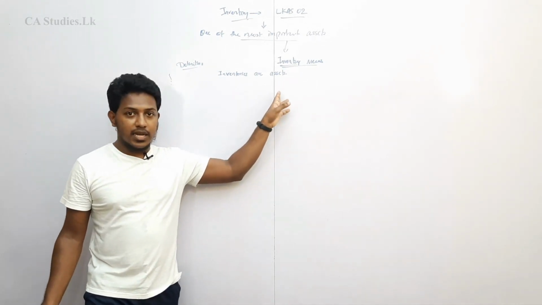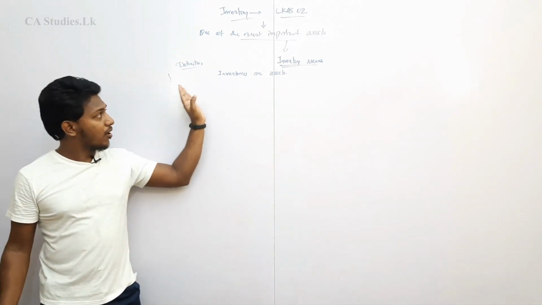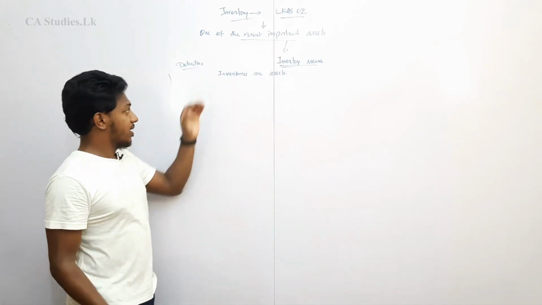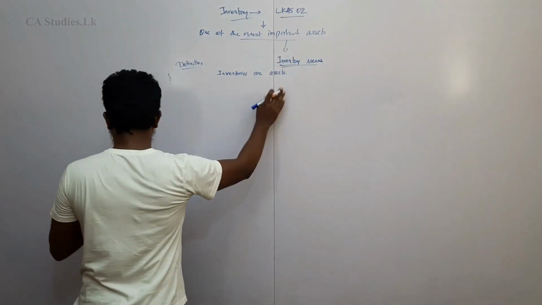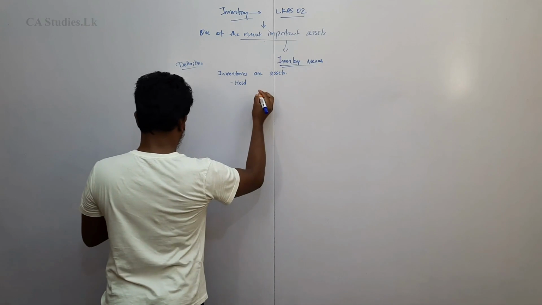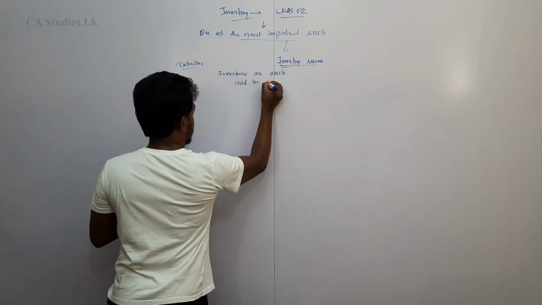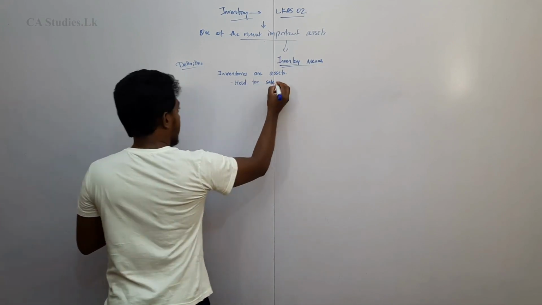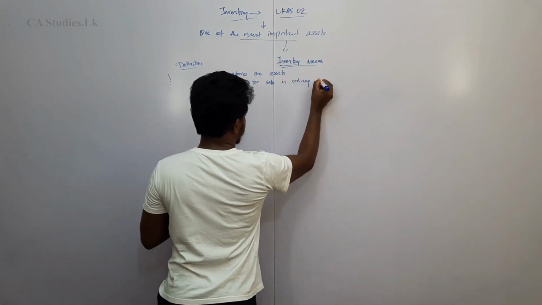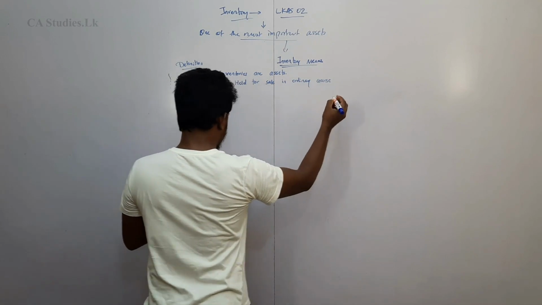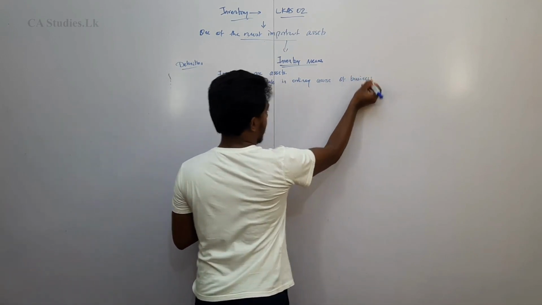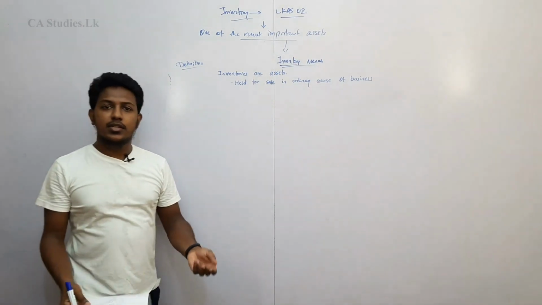So the asset definition we are not going to learn here. We are going to learn the inventory definition. The asset definition we know, right? Inventory definition: inventories are assets held for sale in the ordinary course of business. Keeping the asset for sale is the inventory.